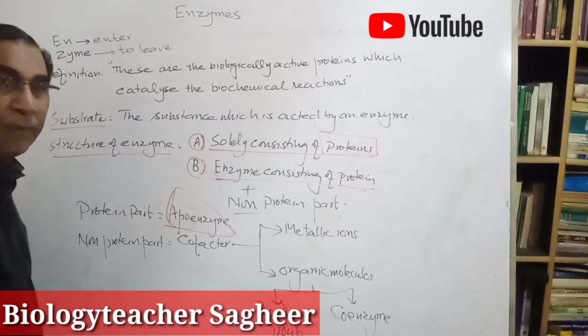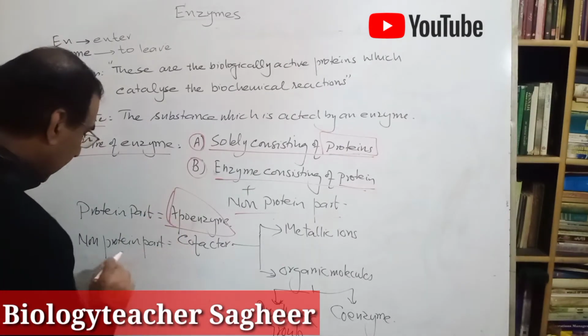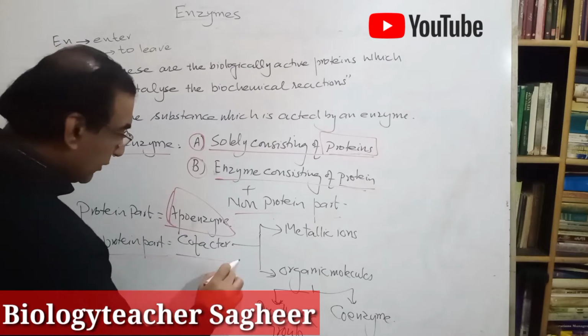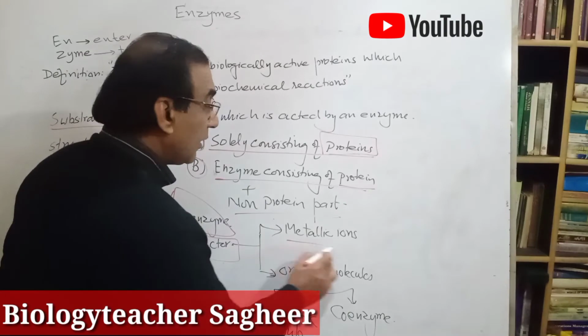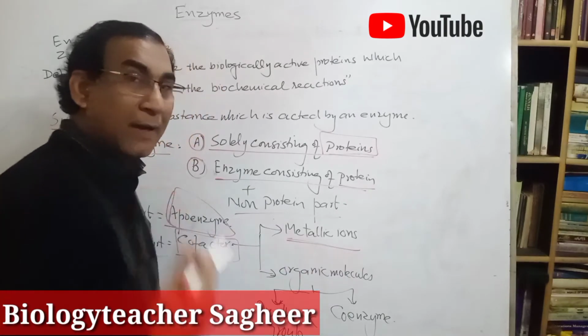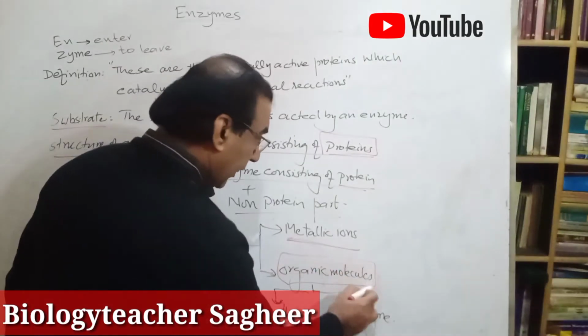Well, the protein part is known as what? Apoenzyme. And the non-protein part, that is known as what? The cofactor, right? The cofactor may be what? A metallic ion or an organic molecule.